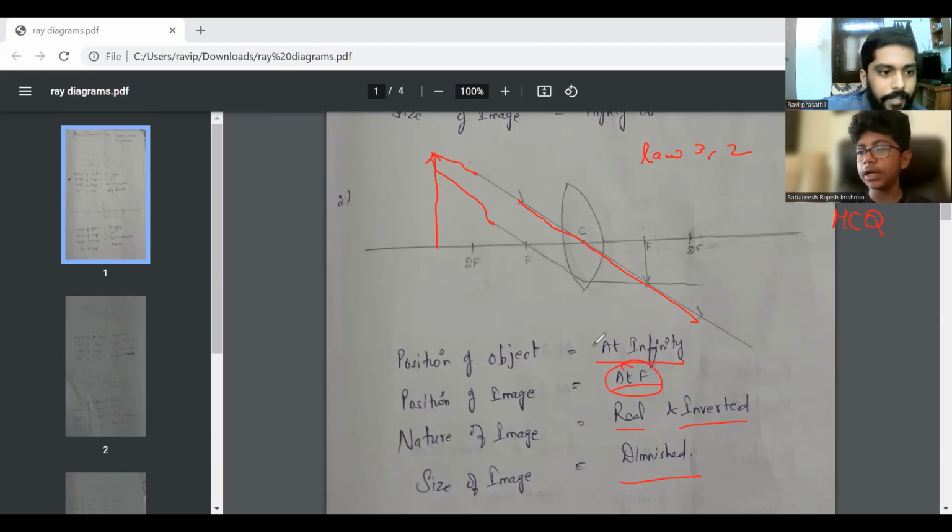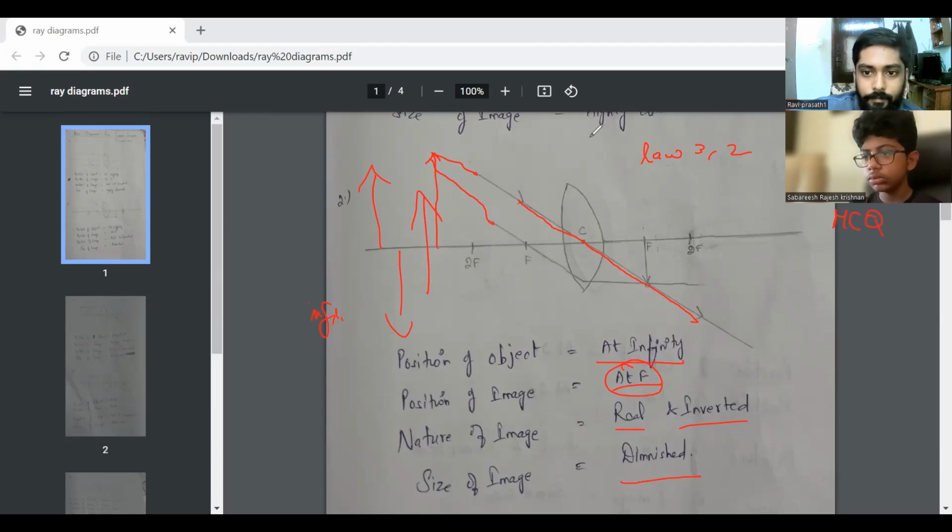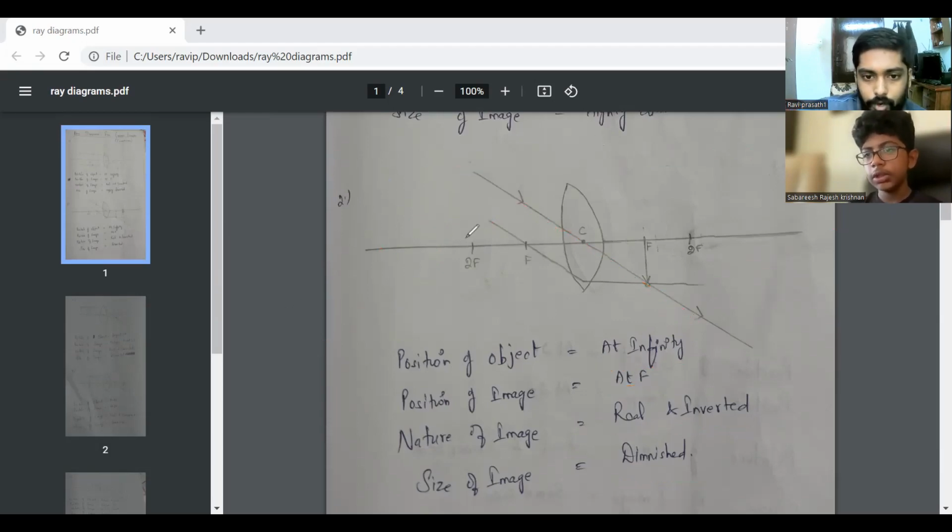Wherever may be the object, it can be from one side of the plane or the other side of the plane, at infinity or between both sides, they will surely meet at F only. Clear? Anywhere beyond 2F, or only at infinity, will they meet at the focus? They will meet only at the focus, but the sizes may differ. You got my point, right?